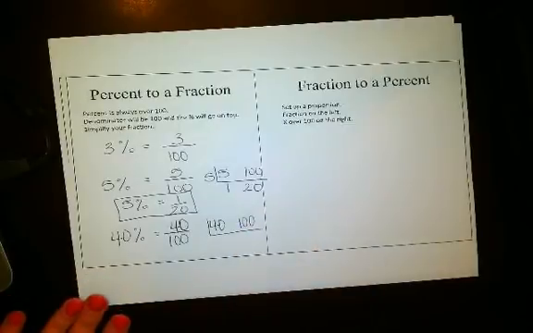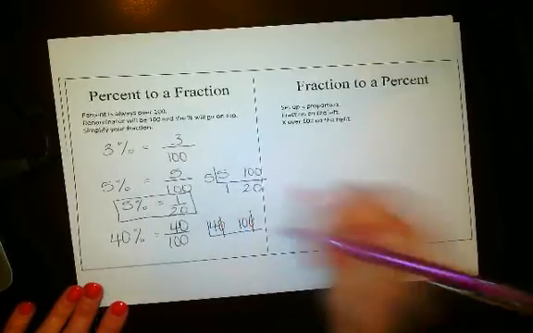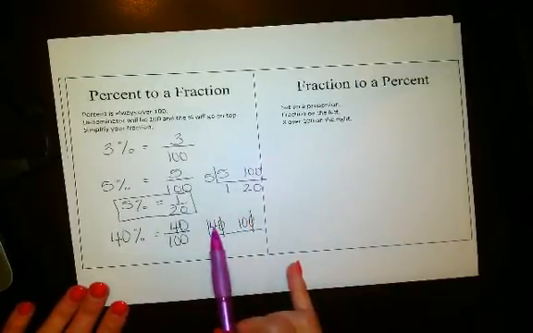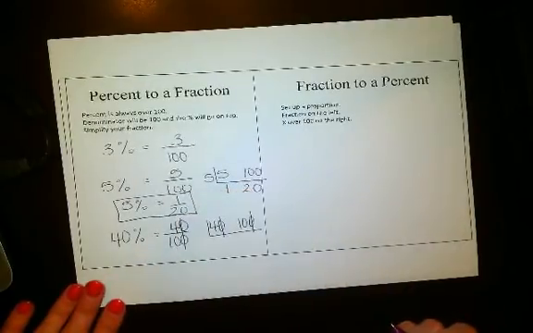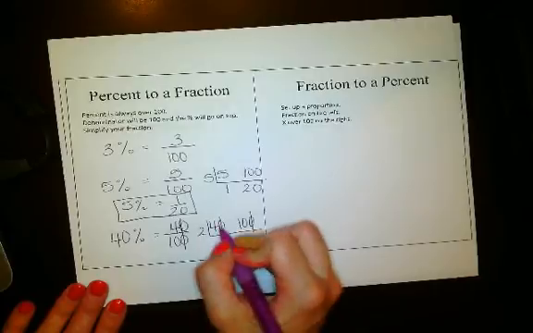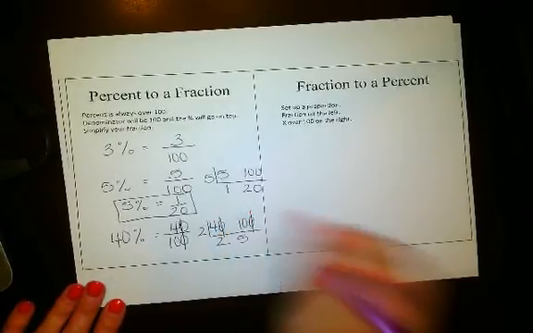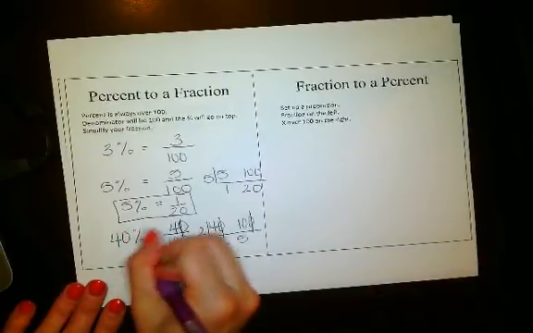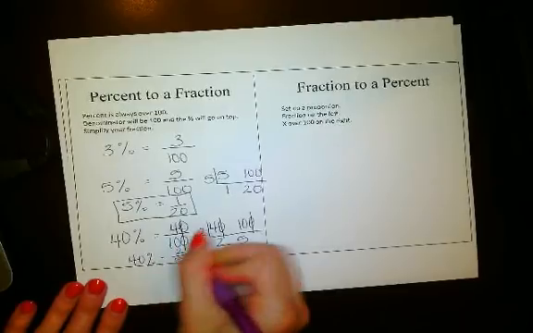Alright, and if you're sitting at desk number 17, yes, we can use the 0 trick because they both end in zeros. So that's going to bring us down to 4 and 10. Alright, if you're sitting at desk number 1, good, we're going to start with 2. 2 can go into 4 2 times, and 2 can go into 10 5 times. So 40% is equal to 2/5. Excellent job.